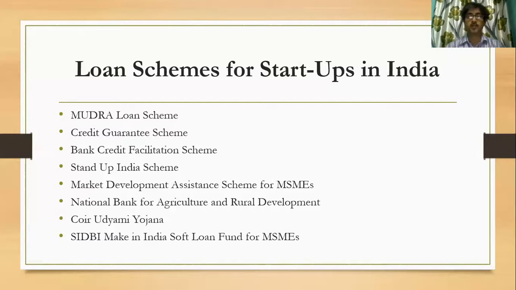The first one, which is very popularly known, is the Mudra Loan Scheme. The second one is the Credit Guarantee Scheme, Bank Credit Facilitation Scheme, then Stand Up India Scheme, Market Development Assistance Schemes for MSMEs, National Bank for Agricultural and Rural Development or NABARD, Choir Udyami Yojana, and SIDBI. SIDBI is also a very significant banking institution, Small Industries Development Bank of India. They're also providing the loans for the startups. So all these are the government schemes which are actually supplying the startups with the fund. So let us start with them one by one.